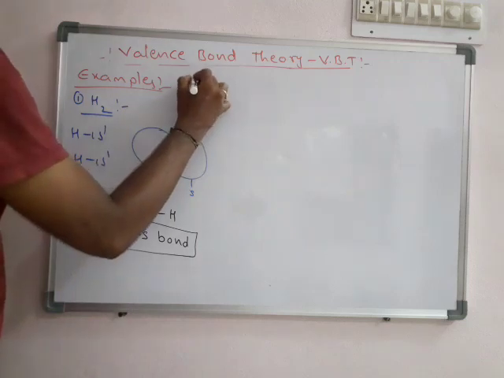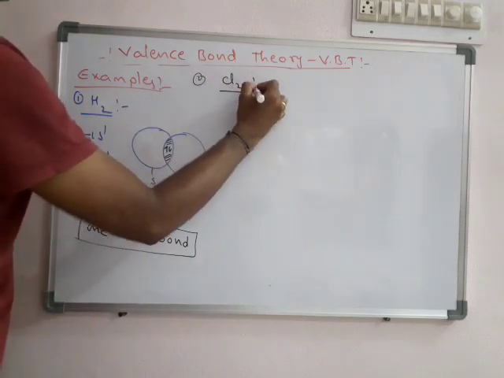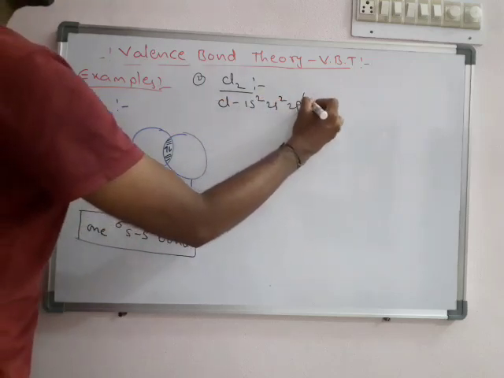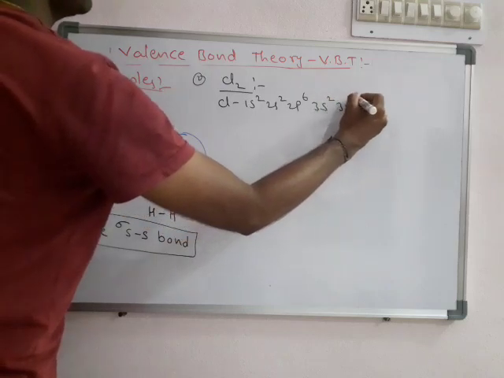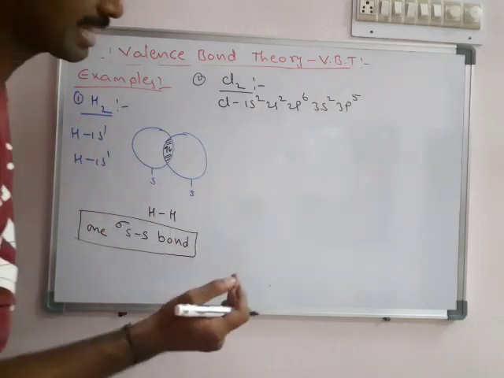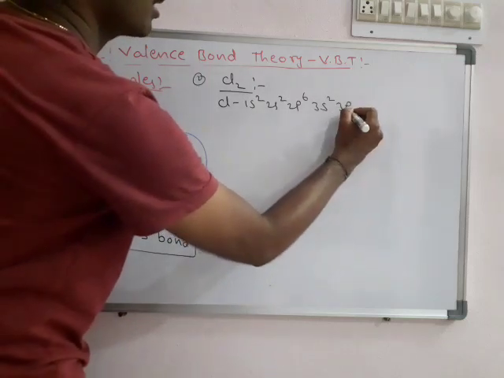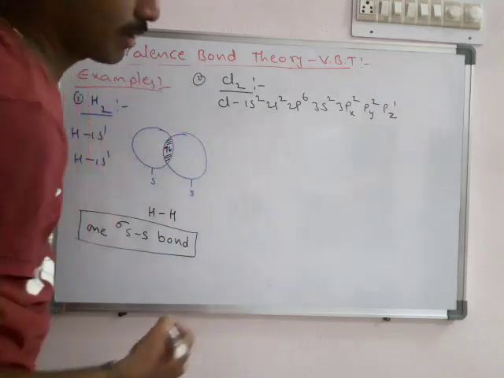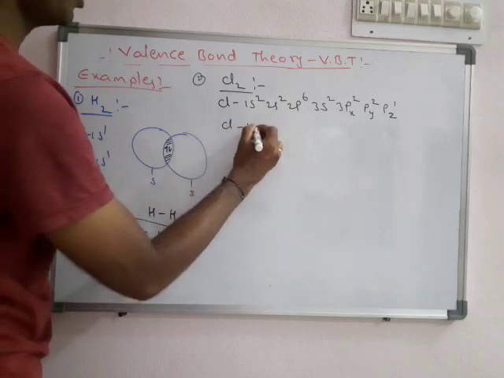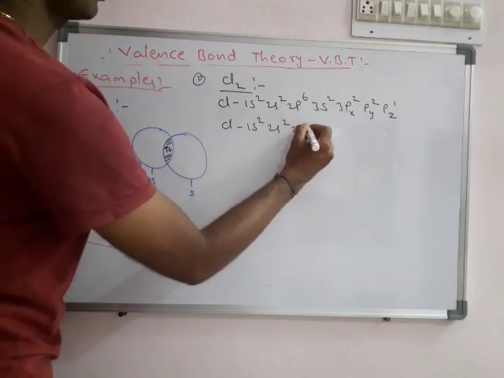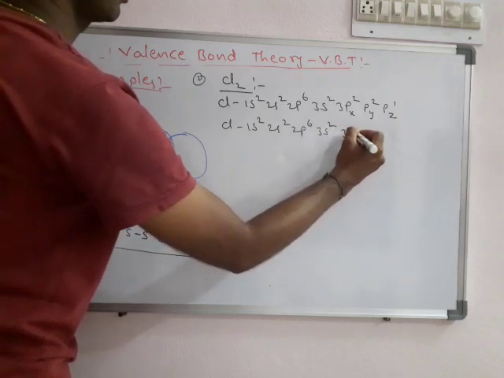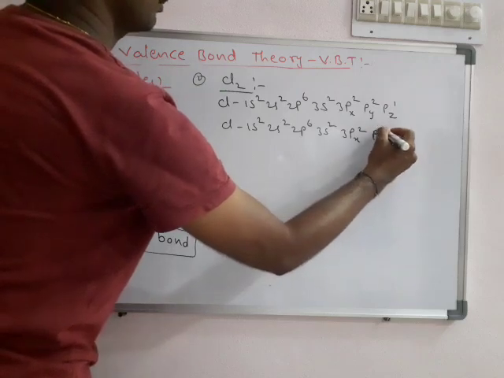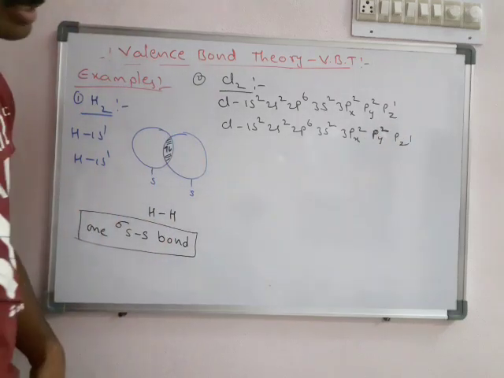Next see the chlorine molecule. What is the chlorine configuration? 1s2, 2s2, 2p6, 3s2, 3p5. 3p5 means p has three boxes, and the 5 electrons are distributed as px2, py2, pz1. The other chlorine also has the same condition: px2, py2, pz1.